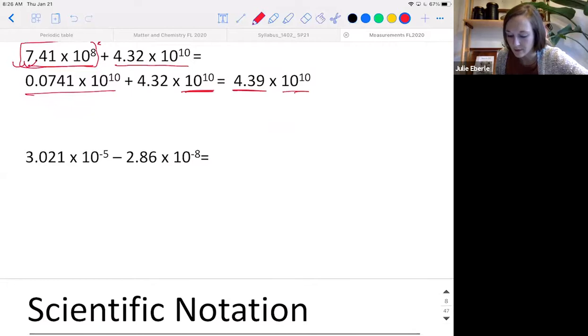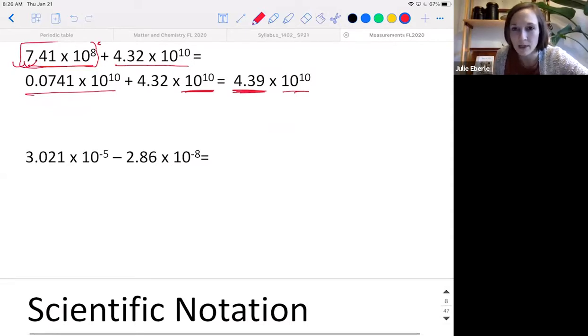I think I have this one as a poll question too. So I want you to take a minute. I'm going to give you just a little bit. I want you to try to finish it on your own. Remember always your base number has to be a number between 1 and 10. Okay, remember that.